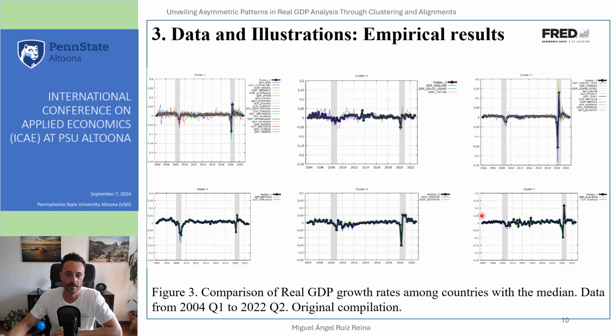Some key findings. First, let us examine the shaded areas in the graph. The one on the left in each chart represents the global financial crisis in 2008, and the one on the right represents the COVID-19 health crisis in 2020. And this allows us to initially identify the major historical shocks and the response of the various countries analyzed.